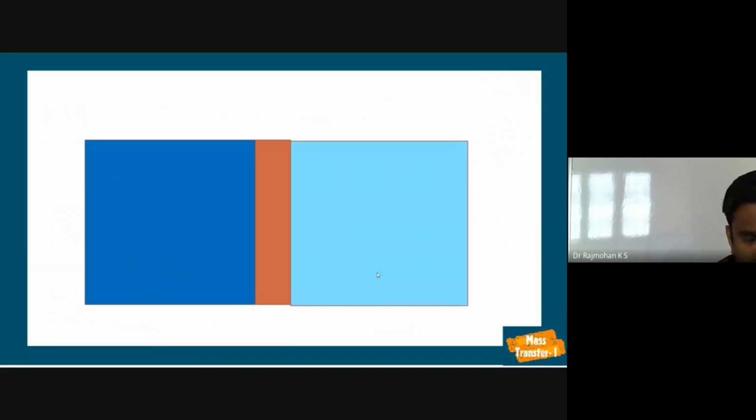If this is the polymer, on this side high concentration is there, on the other side lower concentration is there. The diffusion will take place from the higher concentration to the lower concentration. It is similar to heat transfer through a metal slab. On this side you have high temperature, on this side lower temperature. Heat transfer will occur, and we assume it to be linear, varying uniformly across the given thickness Z.